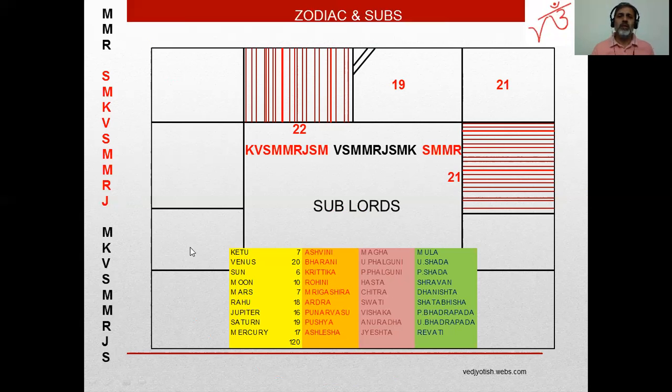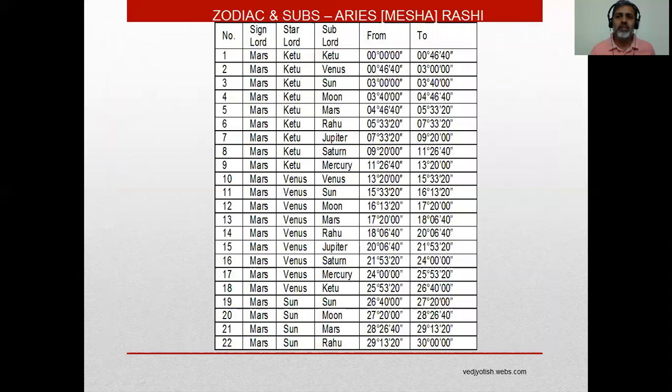Now, I have already covered that the span of each sub is different. How we calculate the span is what I'm going to cover hereafter. This list shows how we get the 22 subs in the sign of Aries from 0 degrees up to 30 degrees. The sign lord remains the same as Mars.